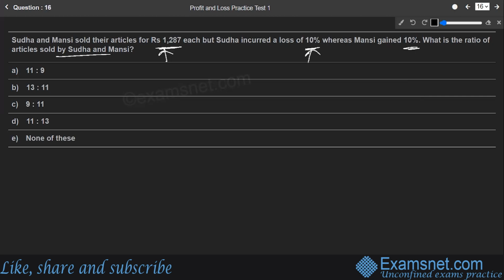That means the cost price has been more. Whenever you suffer a loss, your cost price is higher than the selling price. And Mansi has gained 10%. That means for the case of Mansi, the selling price, that is 1287, is more than the cost price by 10%.